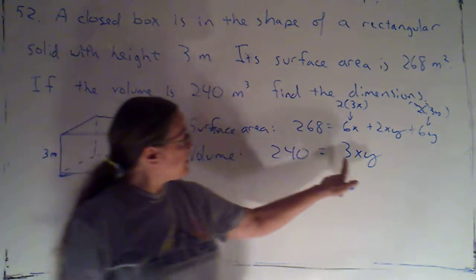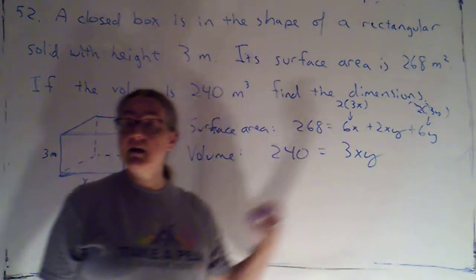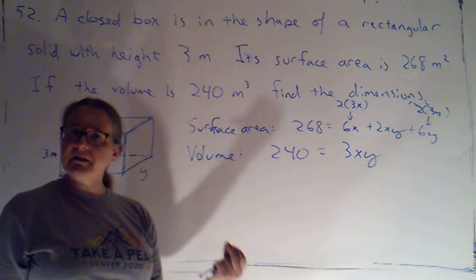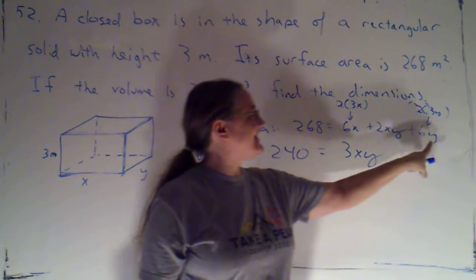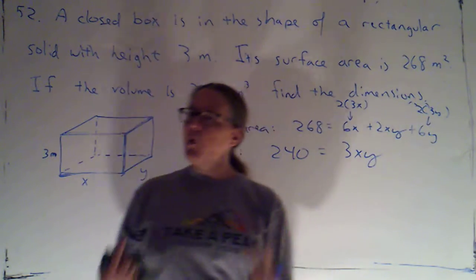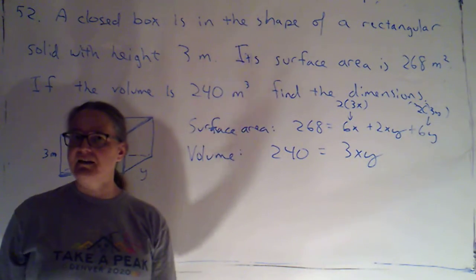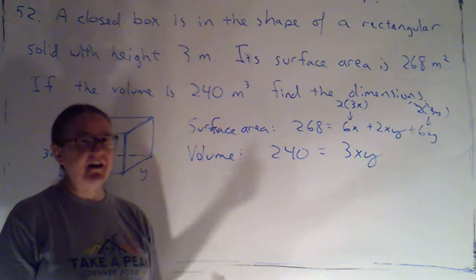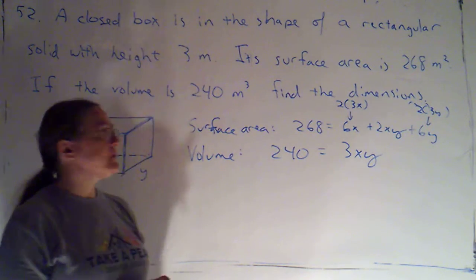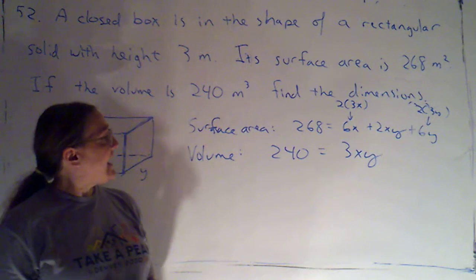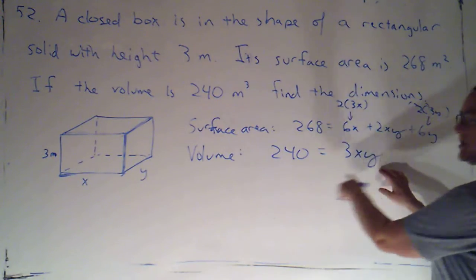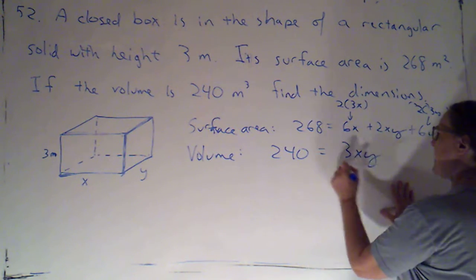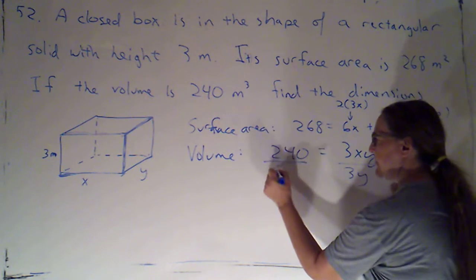Now both equations do contain some xy's, but I don't think I want to use addition to eliminate those, because if I got rid of the xy's, I'd still have x's and y's. There's no one type of term I can eliminate in order to have just one variable left. So I'm going to want to use substitution, and I think I'm going to work with this simpler equation. I'm going to just solve for x. To do that, I would divide by 3y.